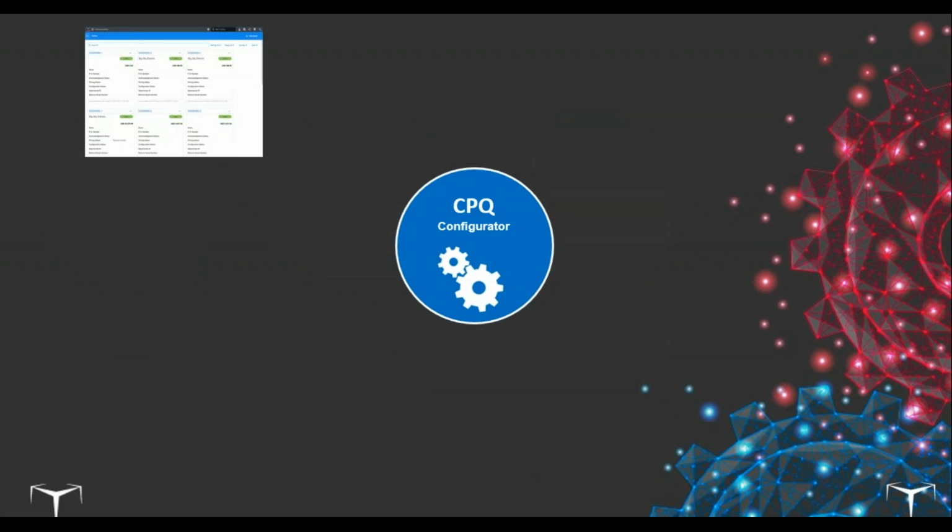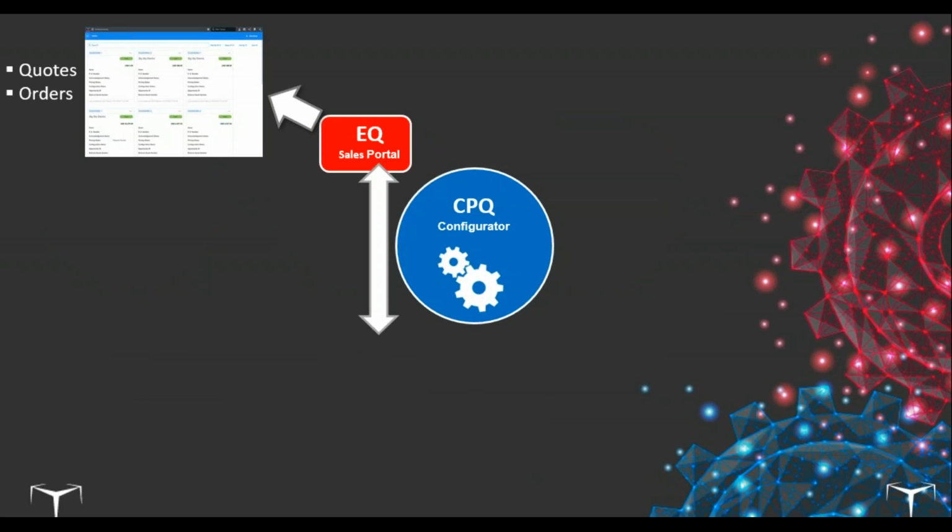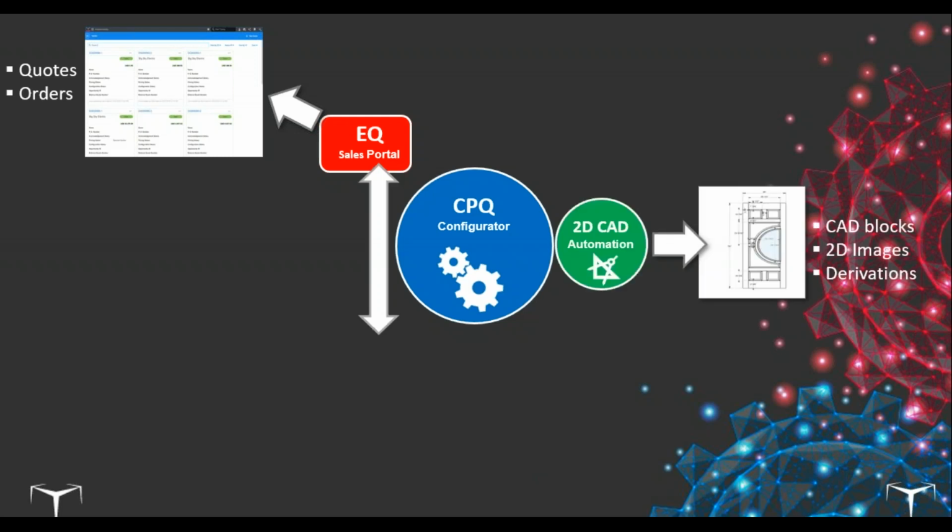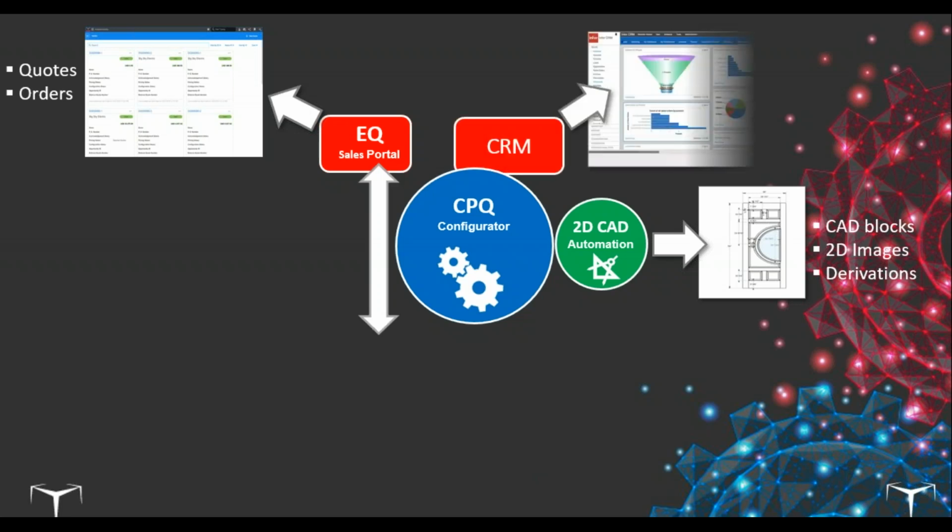So here's what I really want to show, right? From the heart of CPQ, we have our configurator, which launches into our sales portal where we can have our direct sales reps or third-party dealers, vendors connected and being able to quote and order in a nice, easy to use ordering tool. Secondly, we'll have some 2D CAD automation where we can bring in our drawings, our CAD blocks, any derivations of our images. We can add those right into the configuration and see them while we're generating our product.